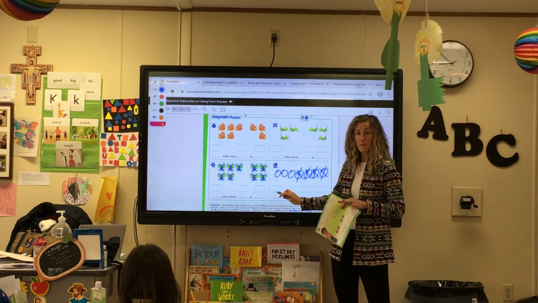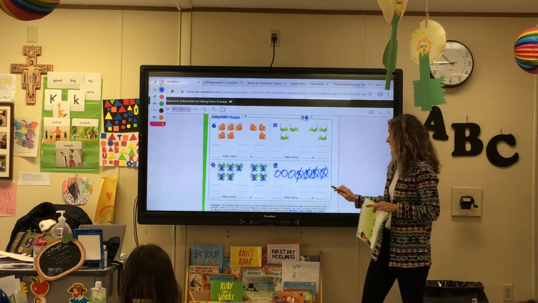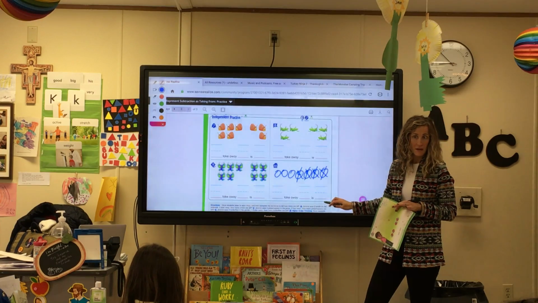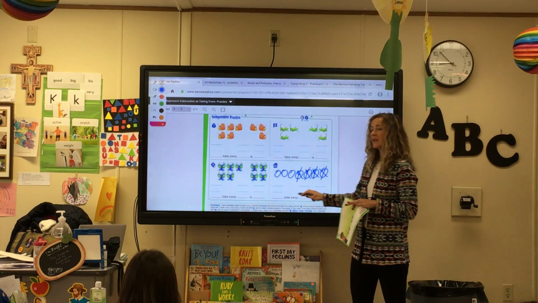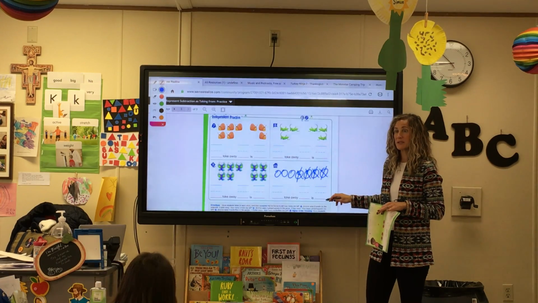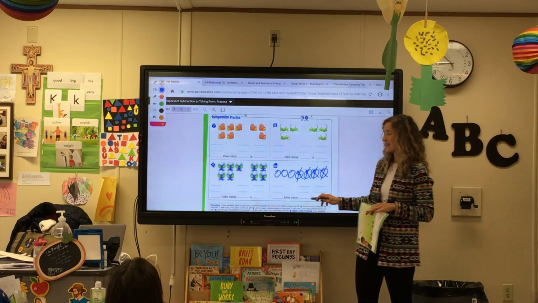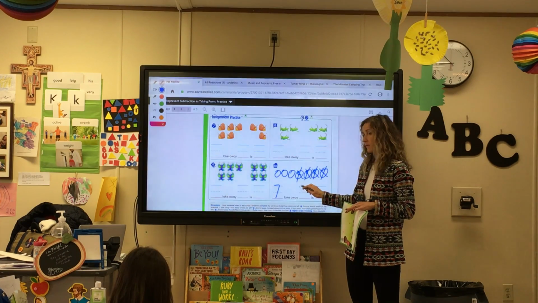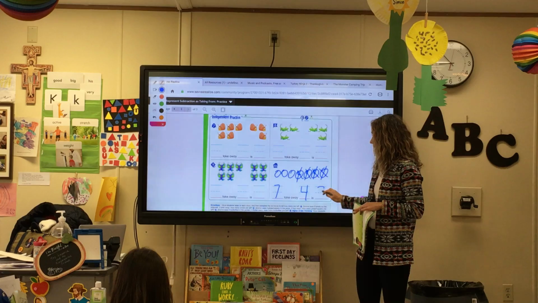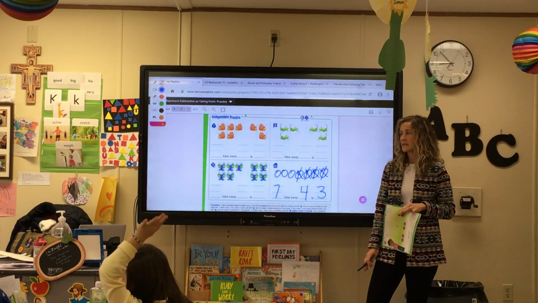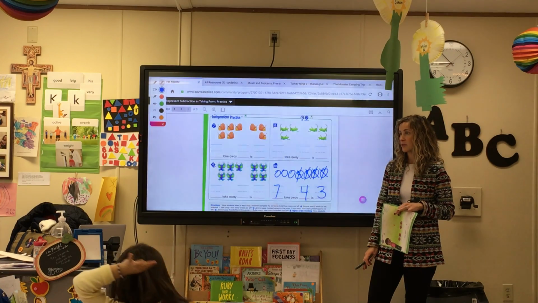My first number is the largest one. At the end, I should have a smaller amount left, right? Okay? So who can read me what you wrote down here? What is your sentence supposed to say? Bree, can you say it nice and loud? 7 take away 4 is 3. How many of you have that? How many of you did that? Awesome. And I think most of us did, so that's really great.